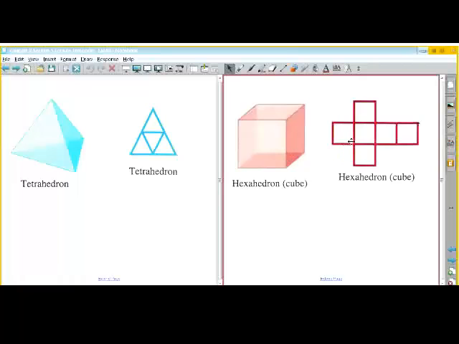Now, if you want to create a cube, what you do is you make something like this. You draw a square, you stack 4 of those squares next to each other, and then you stack one up and one down. Now you could stack 2 up this way if you wanted to.